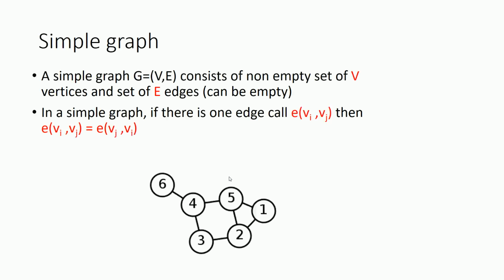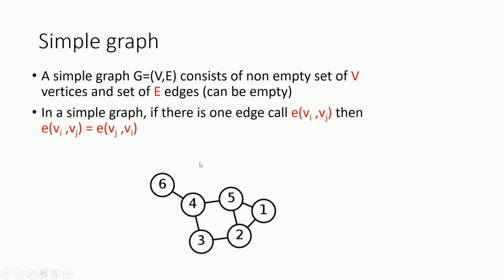Okay, let's take a look at some of the terminology we are going to use in graph theory. A simple graph consists of a non-empty set of vertices and an empty or non-empty set of edges. The diagram below shows you such a graph. If you observe carefully, you can see that there's no direction in any of the edges.